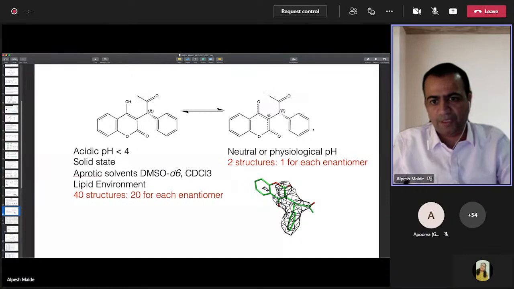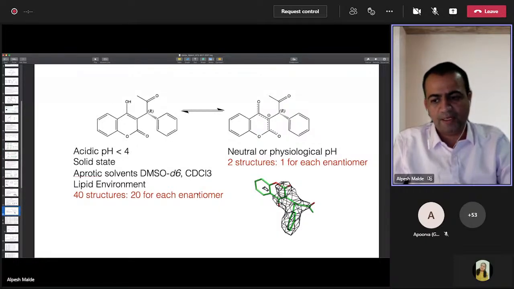So here I'm just showing the R stereoisomer. It can exist in the neutral form and the zwitterionic form. But now this neutral form is most likely to be present in the acidic environment or in the lipidic environment. Now each neutral stereoisomer here can exist in the 20 tautomeric forms.